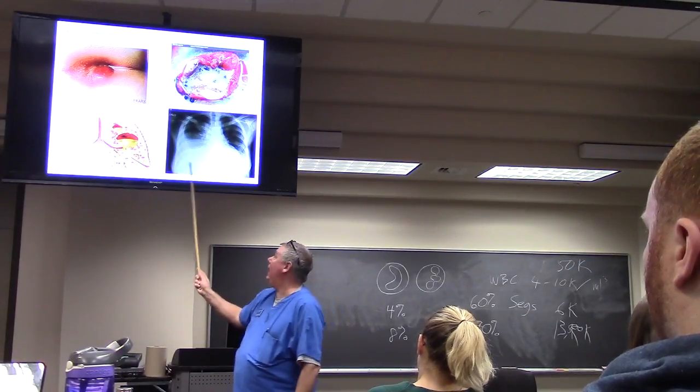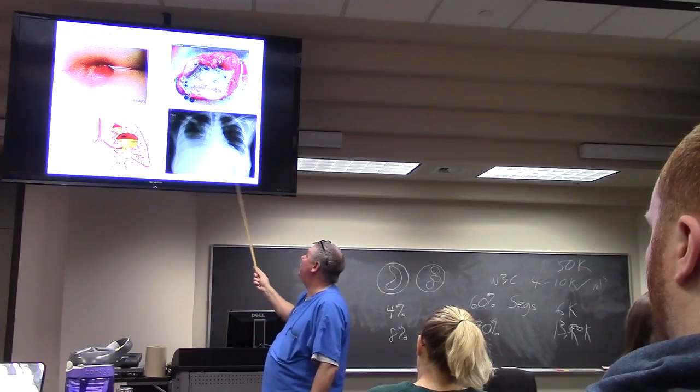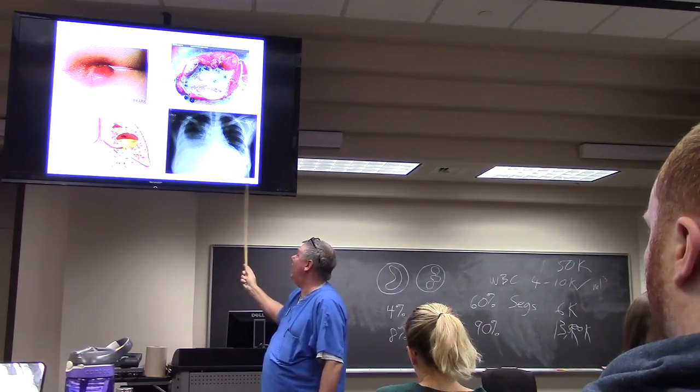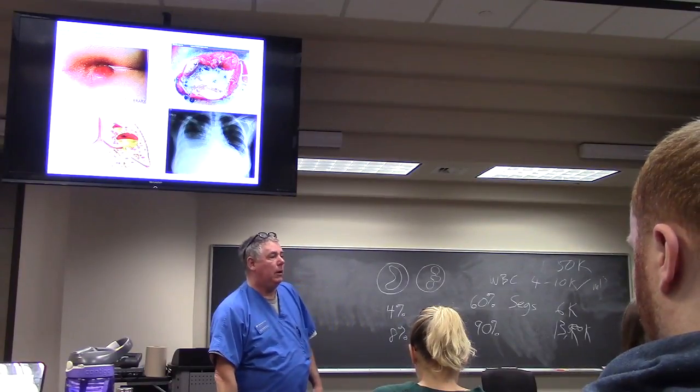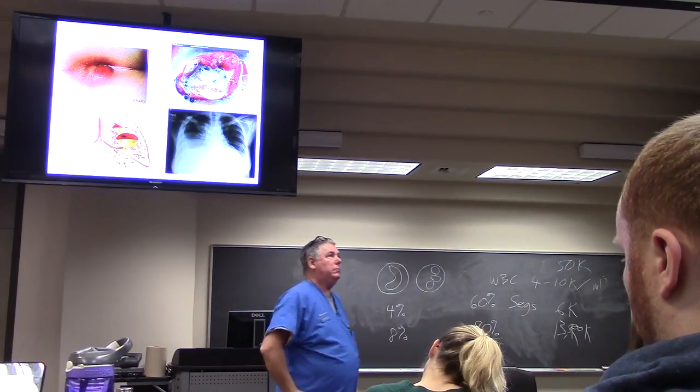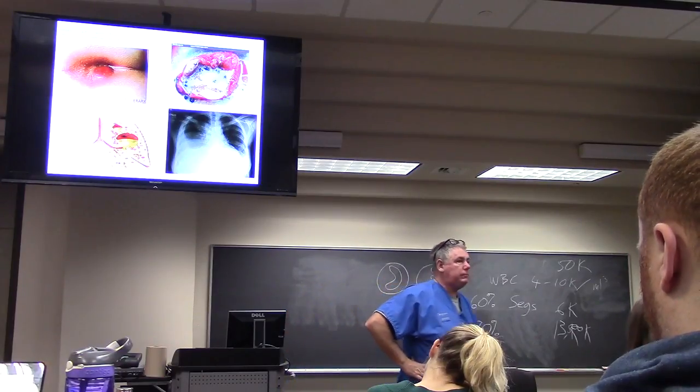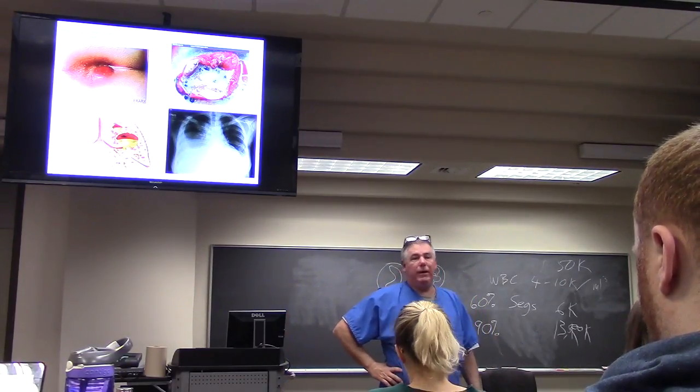This is a collection of pus around the lungs, on both sides actually. This is not within the lungs, but it's around the lungs due to infection. Pleurisy, for example.